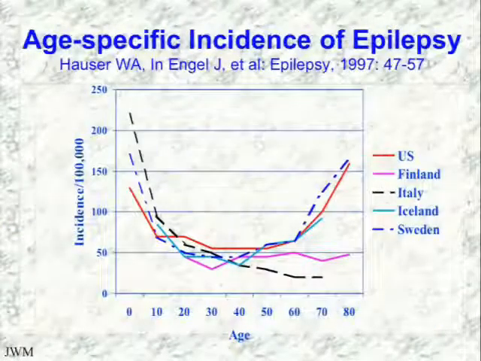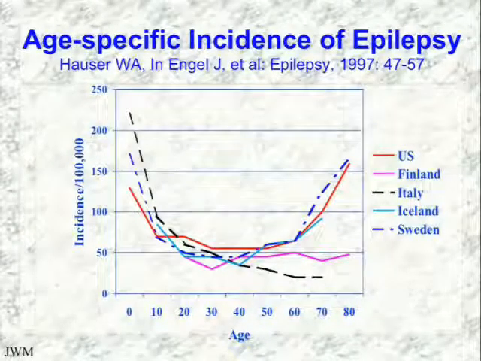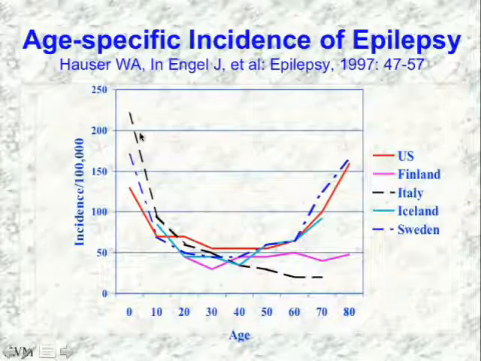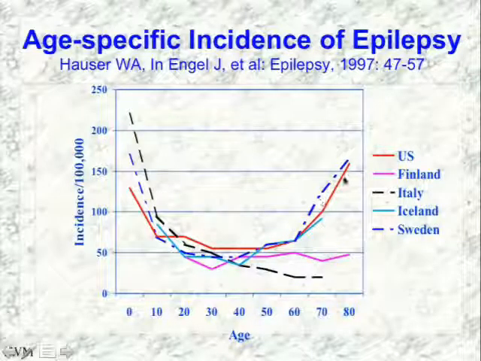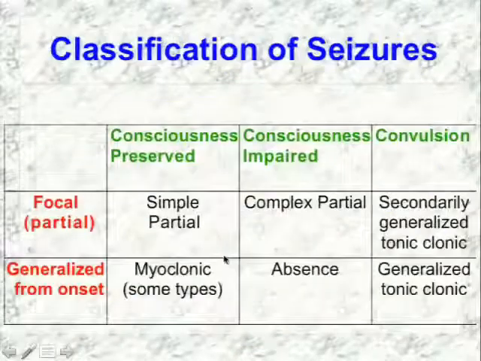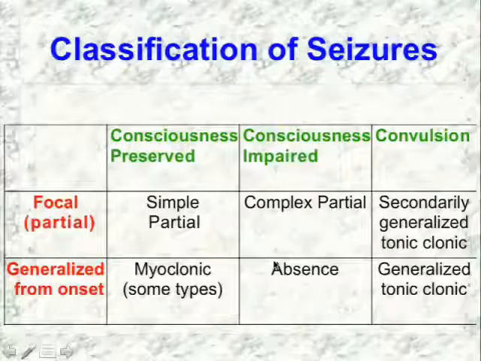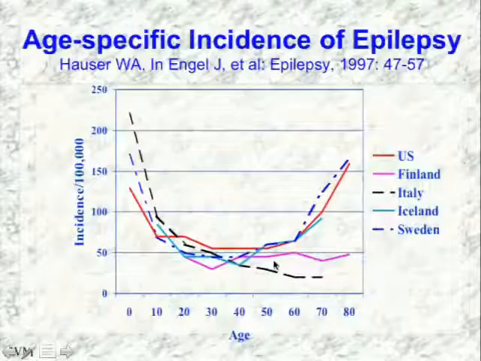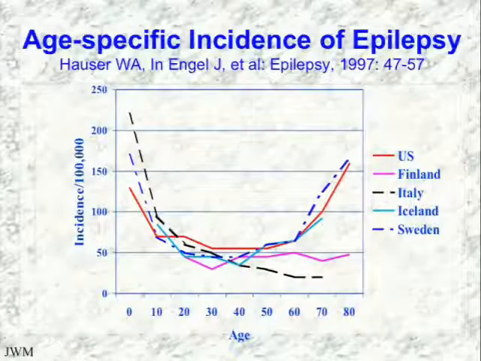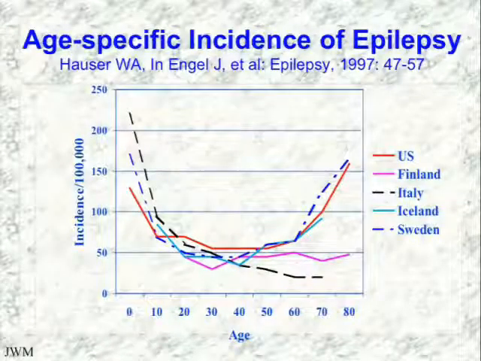So this slide just illustrates the age-specific incidence of epilepsy. Epilepsy is most likely to begin either early in life, especially in infancy and young children, but then there's another peak in the geriatric population. And the time when it's least likely to occur is in people 30, 40, 50 years of age. And the reason for the peak in later life is primarily because of seizures that are occurring as a remote effect of stroke.